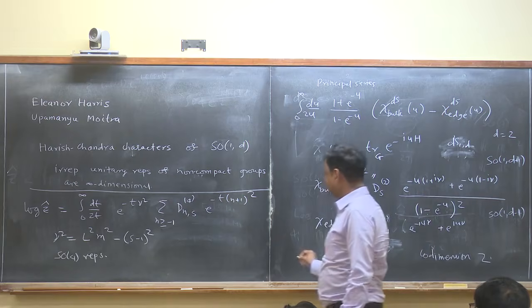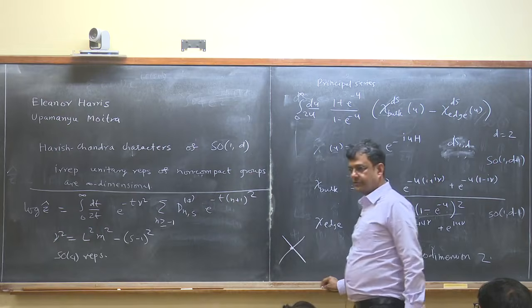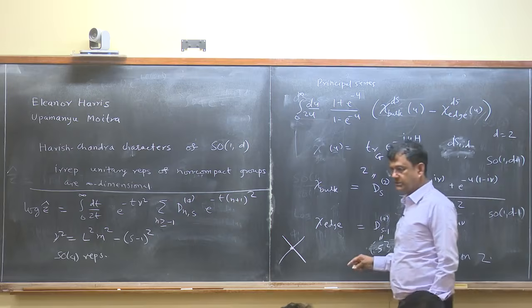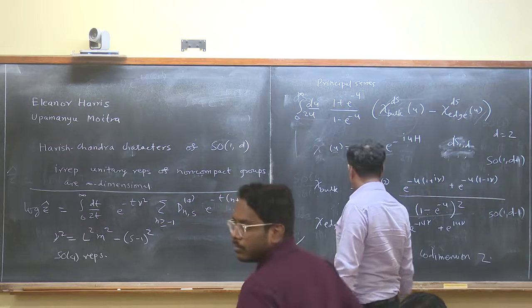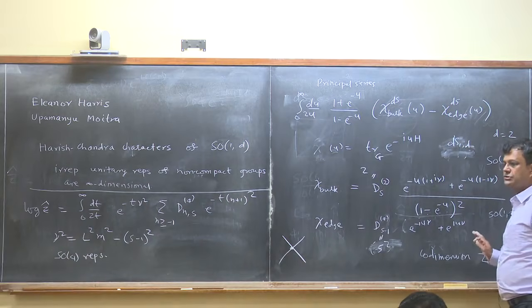And where is the codimension 2 surface? The codimension 2 surface is here at the bifurcate horizon. So the edge modes are all localized at the bifurcate horizon, and they only see the transverse direction. But that codimension 2 surface is a totally Euclidean guy, right? That codimension 2 surface is totally Euclidean.